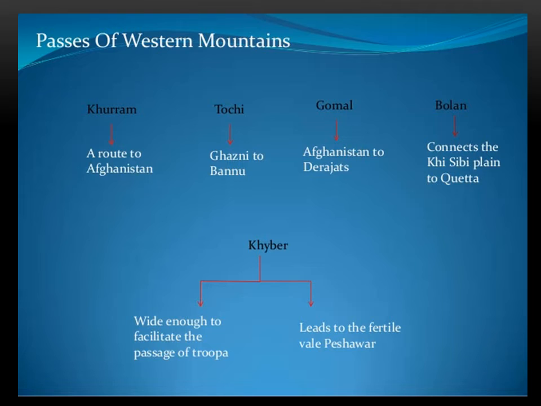And the description: the Khyber is wide enough to facilitate the passage of troops and leads to the fertile vale of Peshawar. The Kuram Pass is the route to Afghanistan. The Tochi is from Ghazni to Bannu, and the Gomal is from Afghanistan to Dera Ismail Khan, and Bolan connects the Sibi plain to Quetta.